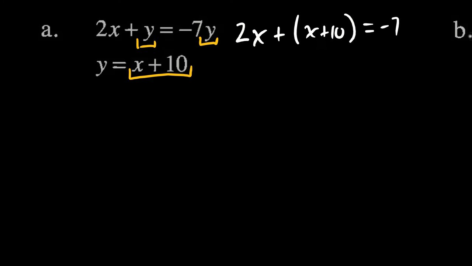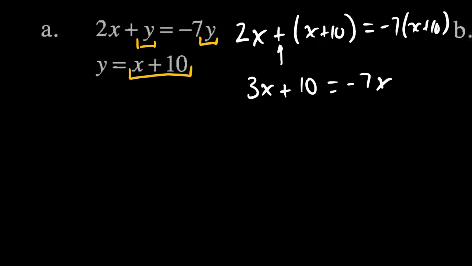negative 7 times x plus 10. So I'll go ahead and simplify this. There's nothing for me to distribute here, this is just a positive number, so this is equivalent to just 3x plus 10. And on the other side, that's going to equal negative 7x and then minus 70.